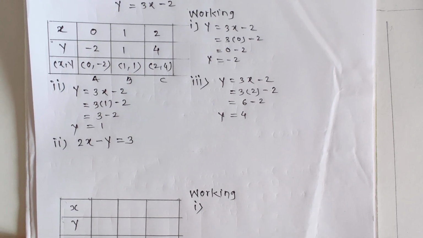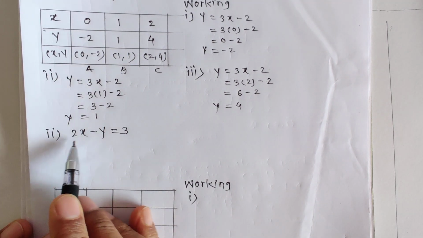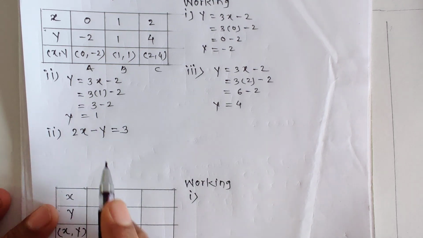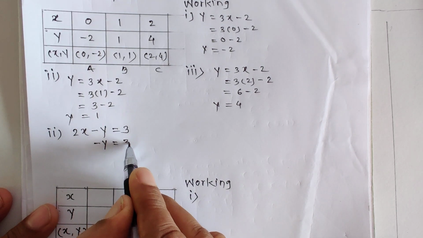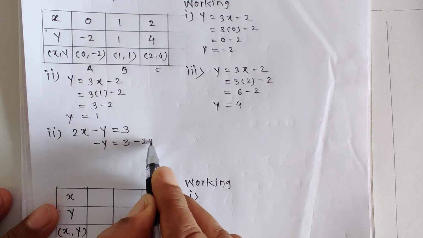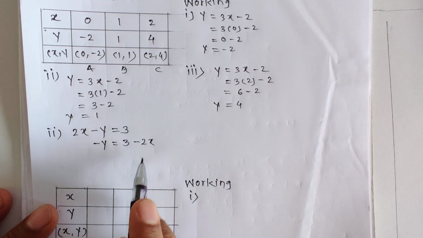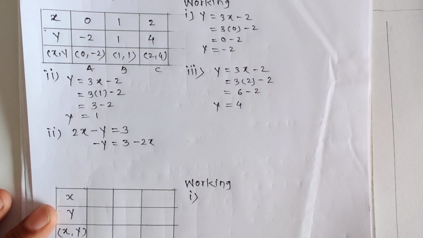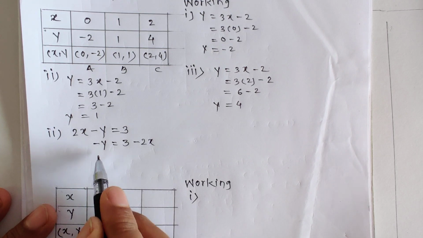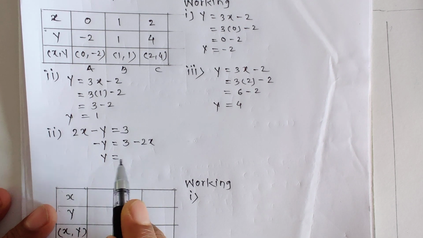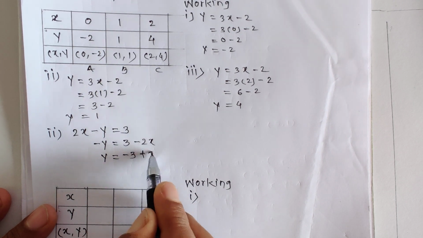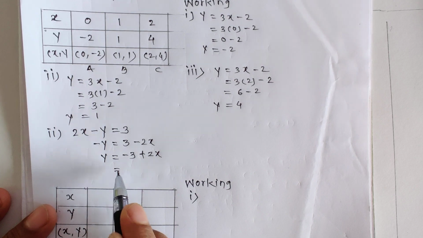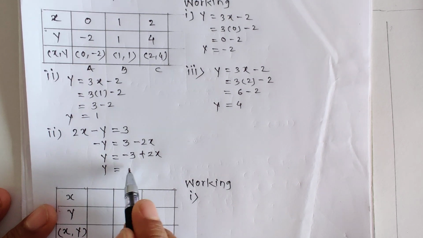Do the same thing for the second equation. The second equation is 2x minus y is equal to 3. Simplify. Minus y is equal to 3 minus 2x. This 2x becomes minus 2x. Now change the sign. Y is equal to minus 3 plus 2x.